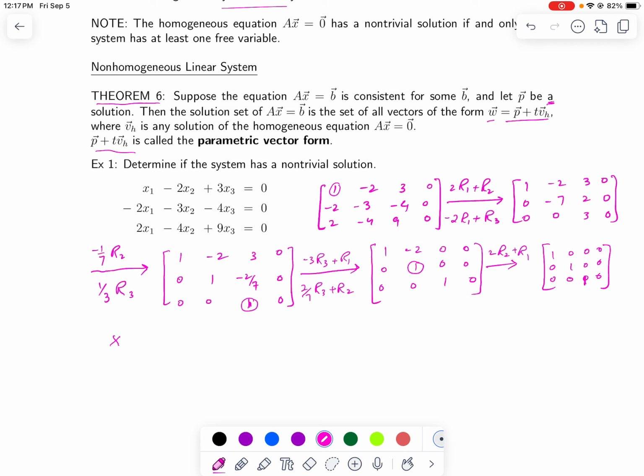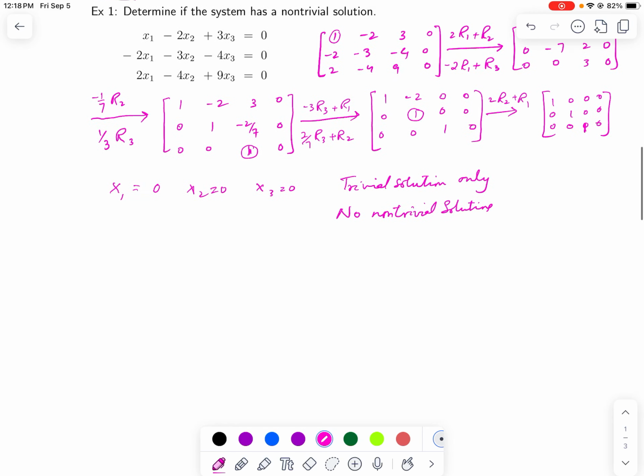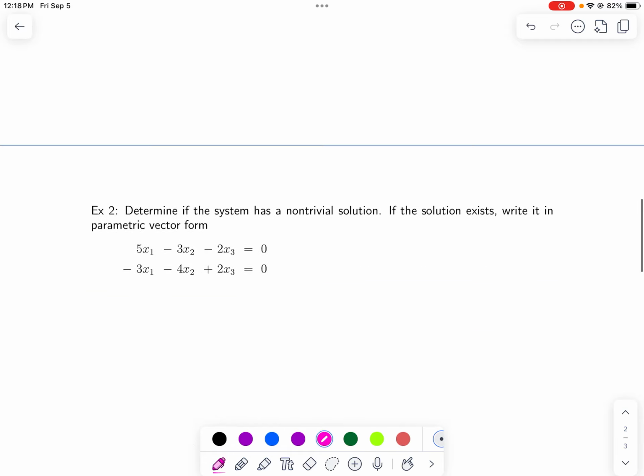So now if we read the equations, you get x1 is equal to 0, x2 is equal to 0, x3 is equal to 0. So we have the trivial solution. We have only the trivial solution or a non-trivial solution?